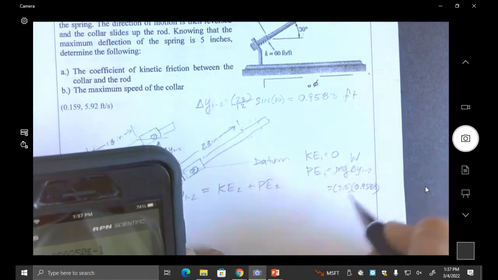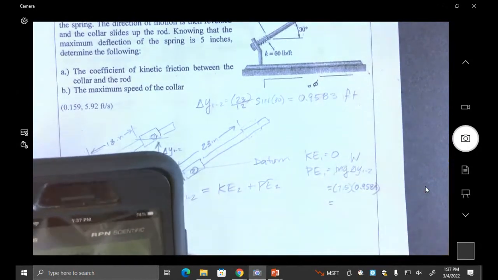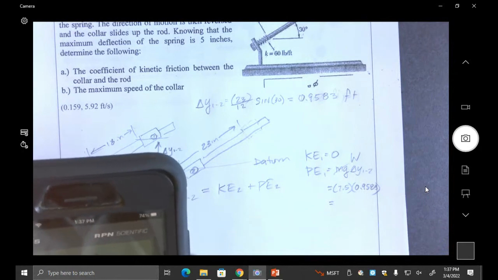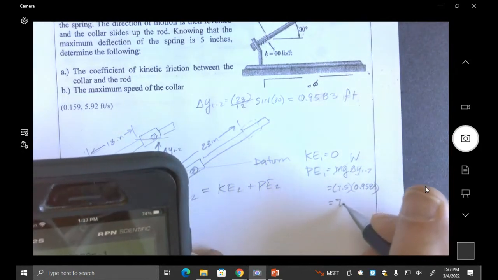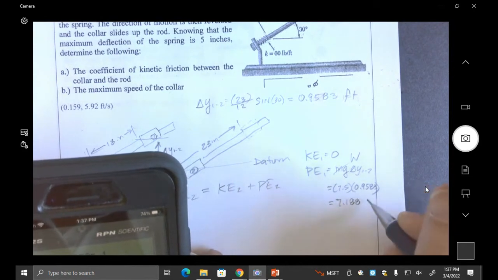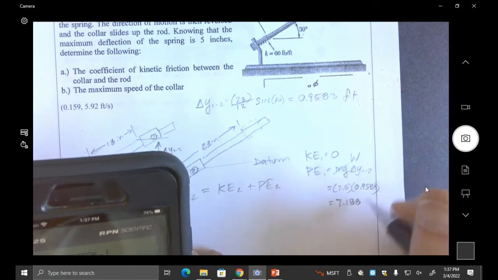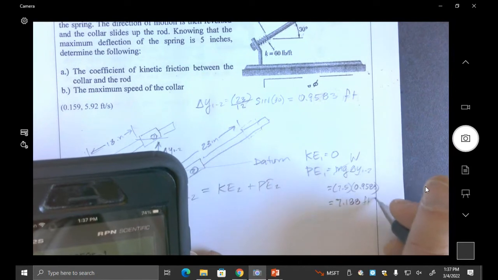0.9583. So what we're left with, let's go ahead, we just multiply that by 7.5. Hopefully I get the same number. Yes, 7.188. Call it pound-feet, foot-pounds.